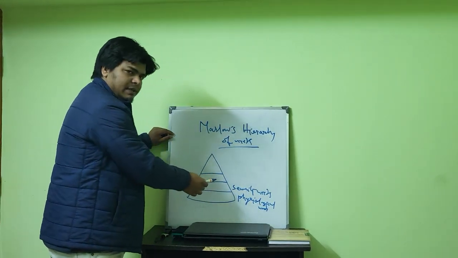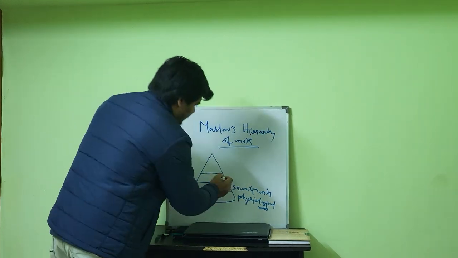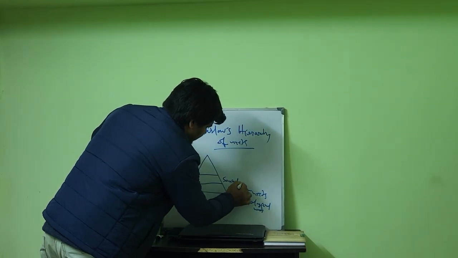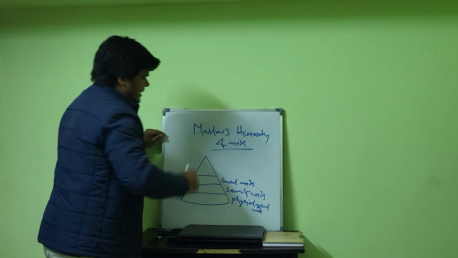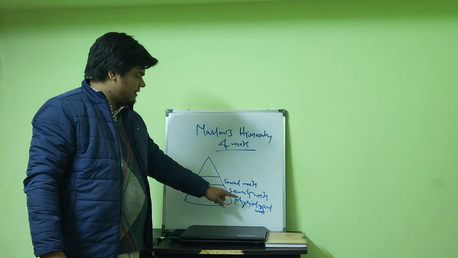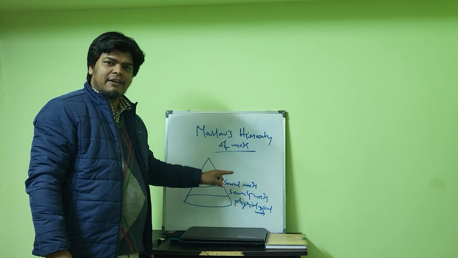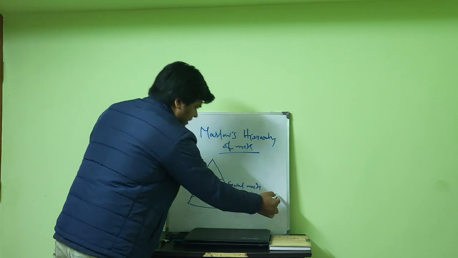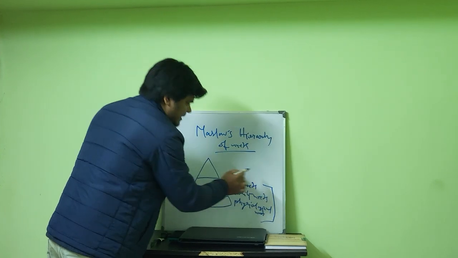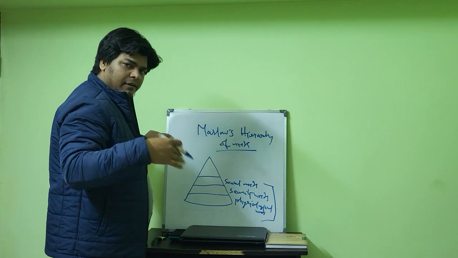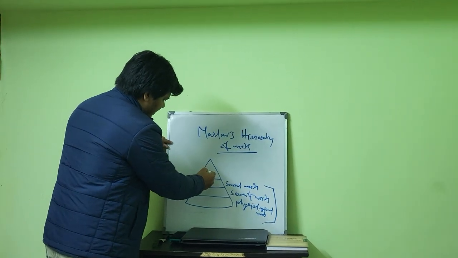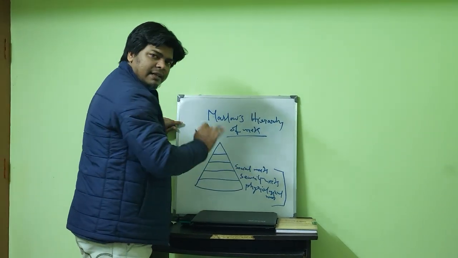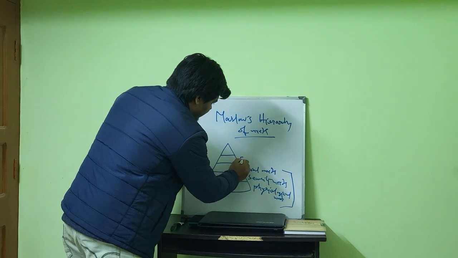After the security needs are fulfilled, an employee goes for upper order needs. There come the social needs. If he has fulfilled his physiological and security needs, he may need family, friends, or belongingness. After these needs are completed, an employee cannot be motivated by these needs. He develops esteem needs.